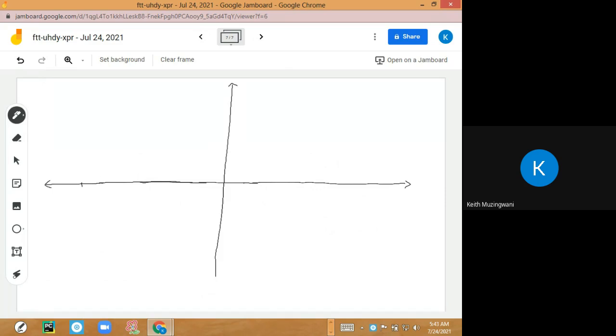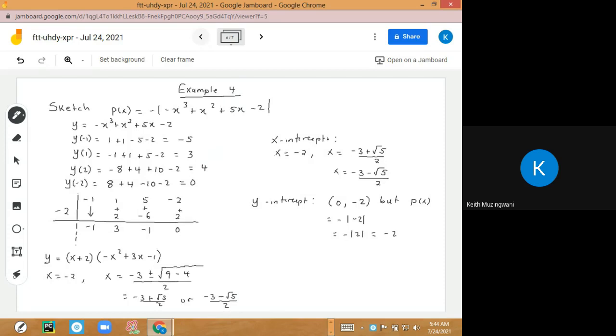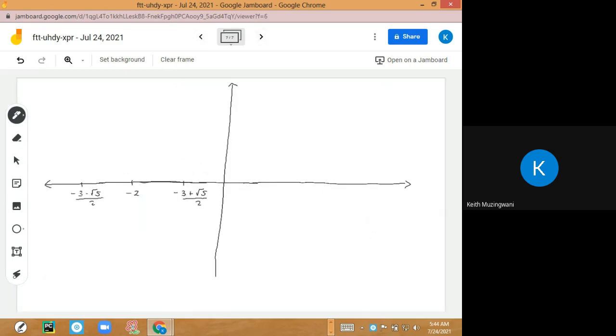So we have the negative 3 minus root 5 over 2. Since root 5 is 2 point something, negative 3 minus 2 point something is negative 5 point something. Divide by 2, you get negative 2 point something. So it's less than negative 2, which is also less than negative 3 plus root 5 over 2. And then the y-intercept, where do you find it? It is negative 2. So it's making sense. The intercept is negative 2.